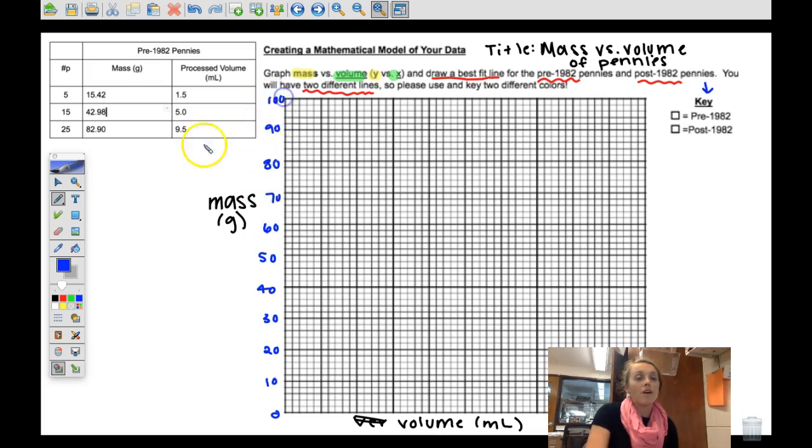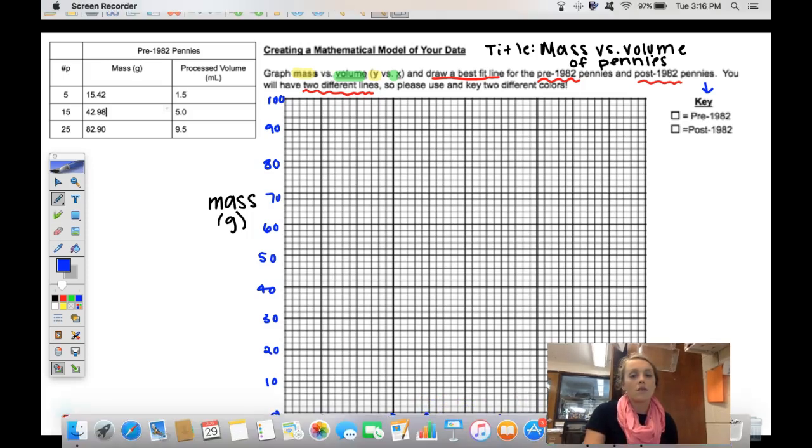So with my volumes though, it looks like my highest volume is 9.5, and I still have 10 major grid lines. So that means I can scale my graph by 1. So 1, 2, 3, 4, 5, 6, 7, 8, 9, and then 10.